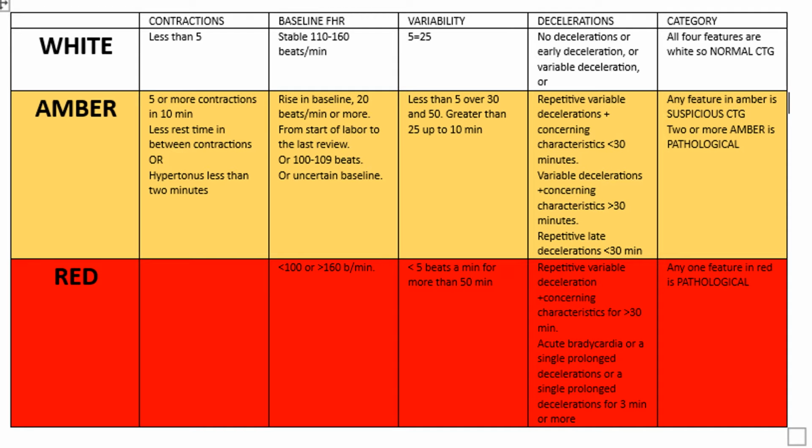This is a summary table of the changes in the NICE guidelines. The findings are tagged in different colors. Each color has a meaning. The first consideration is that the findings are now tagged as white, indicating no risk, amber as medium risk, and red as high risk. The table also gives you an idea about the reporting for each aspect of the observation, that is, uterine contractions, baseline fetal heart rate, variability, decelerations and accelerations, and a categorization guidance.